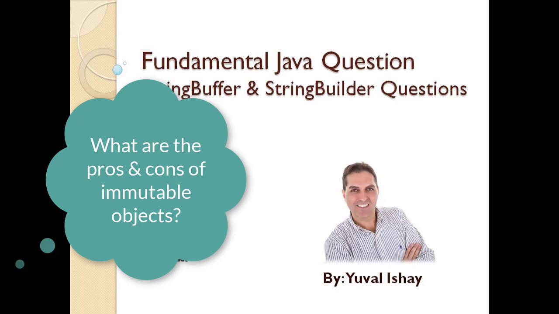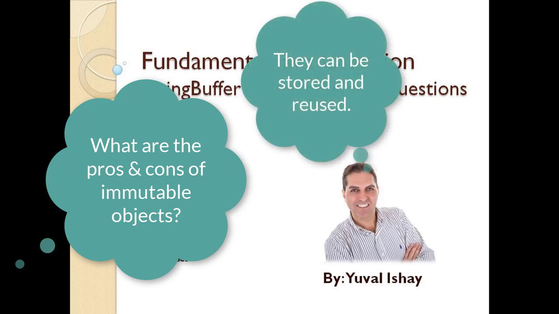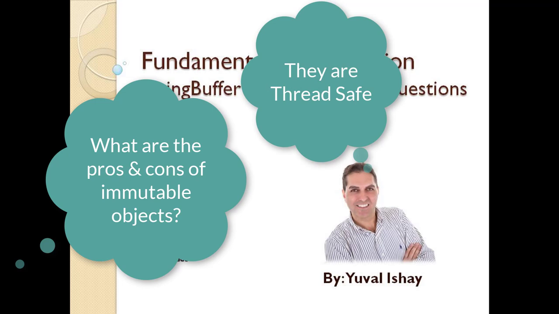The good thing about immutable objects is that they can be stored and reused. It is very efficient from memory and performance point of view if you want to use the same object over and over again. The second thing is that they are thread safe. Thread safe means that many threads can use them safely because once an immutable object is created, we are sure it cannot be changed.